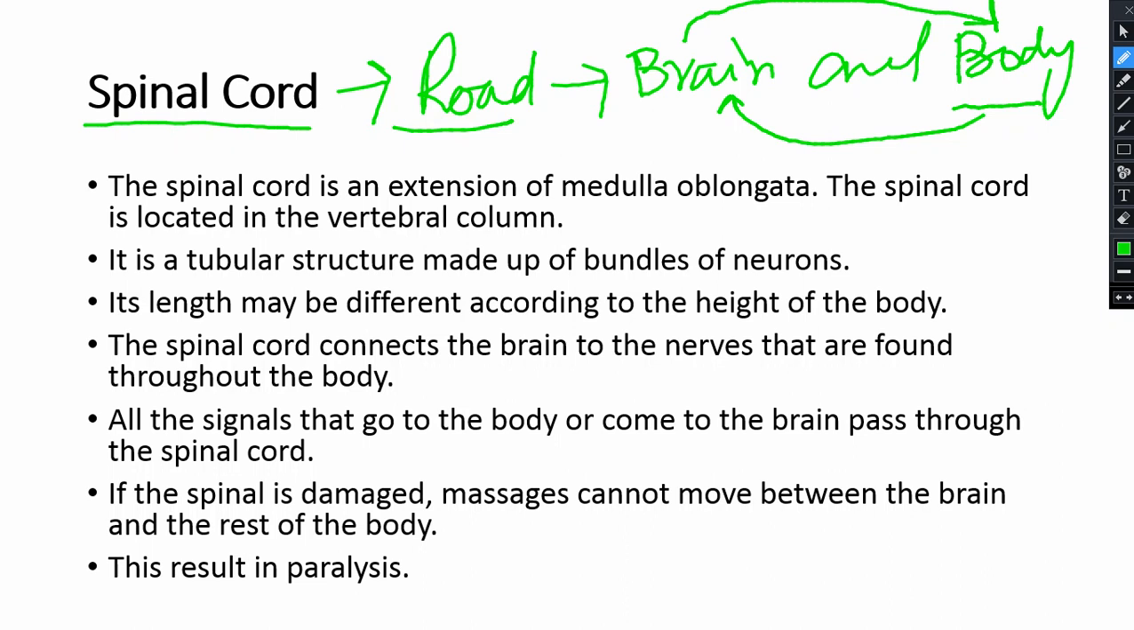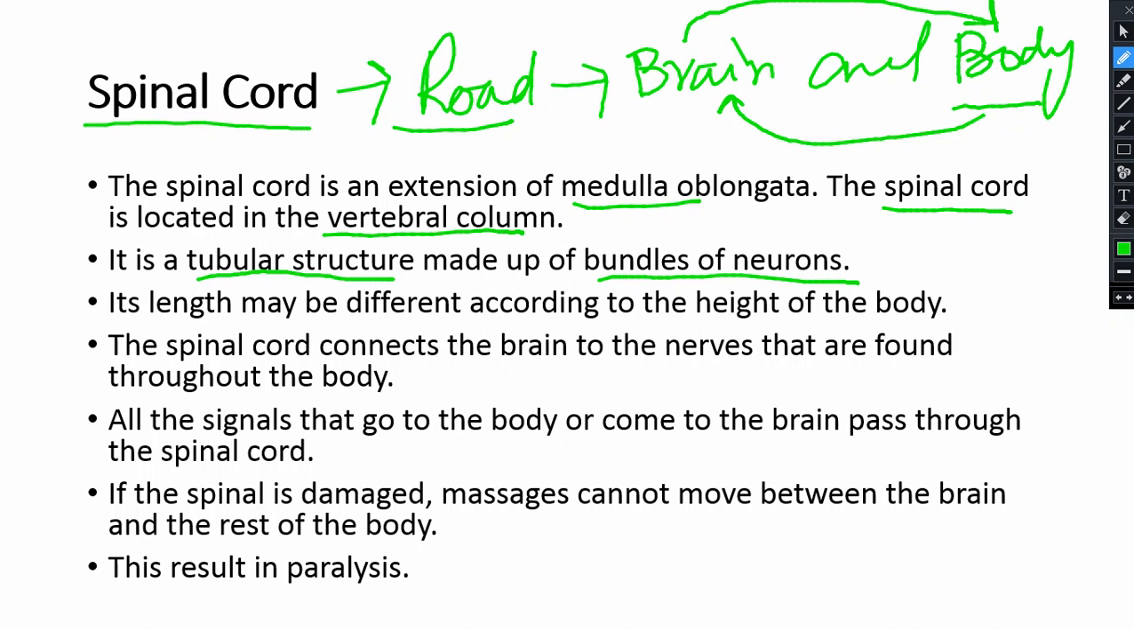So the spinal cord is an extension of medulla oblongata, and it is located in the vertebral column. Now, it is very important information. The spinal cord is located or protected in the vertebral column. How it is protected, we will learn in the next diagram. And how does the spinal cord look? Well, it is a tubular structure, and it has many neurons. You will also see the tubular structure in the diagram, but for a moment, remember that the structure of the spinal cord is tubular.